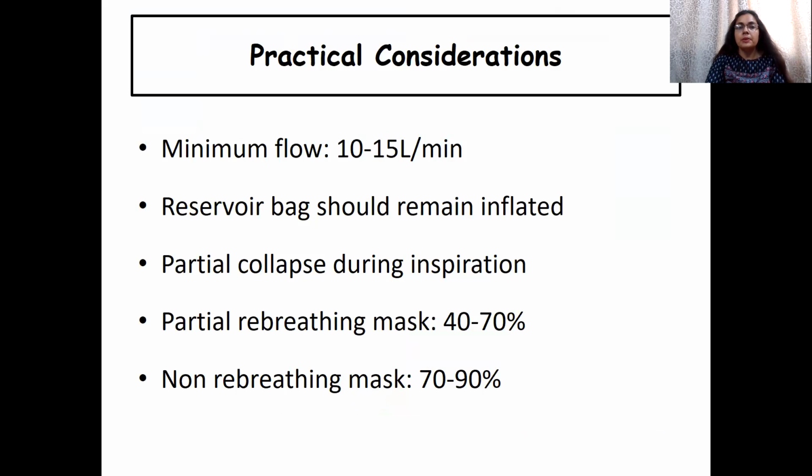So the minimum flow, as I already told, should be between 10 to 15 liters per minute, and the reservoir bag should remain inflated. The bag should collapse partially during inspiration. With the partial rebreathing mask, you will be able to deliver FiO2s between 40 to 70% with flow rate between 10 to 15. And with a non-rebreathing mask, you can deliver 70 to 90% oxygen.